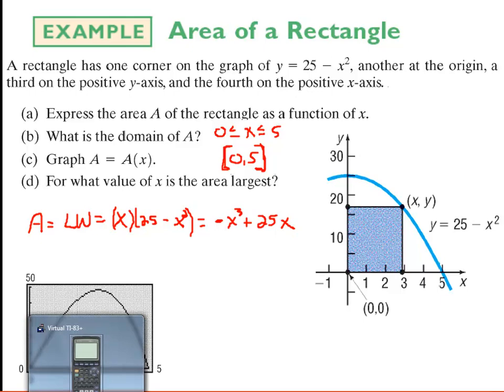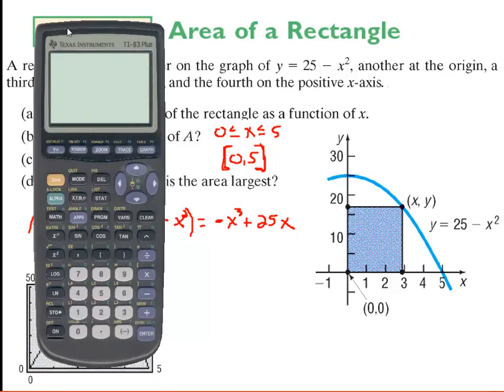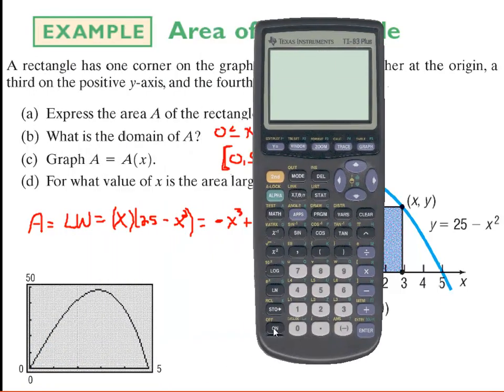So what I did in my graphing calculator, let me bring that up real quick. I plugged in the equation, using the negatives key down here, negative of x raised to the third plus 25x, and then I went to my window and did an x min of 0 and an x max of 5. I only wanted to graph over the domain that we have for this function.